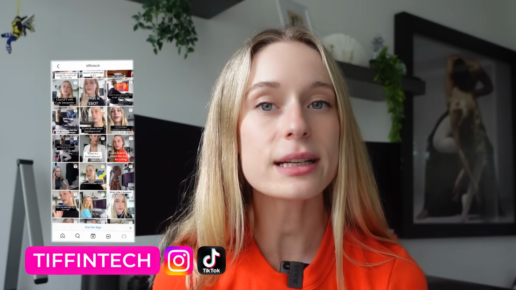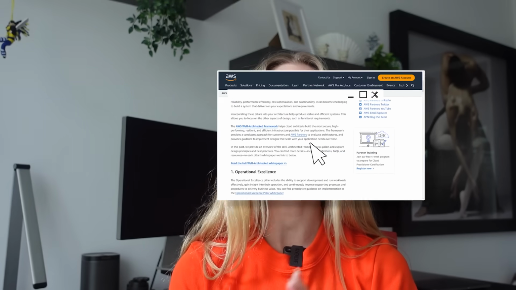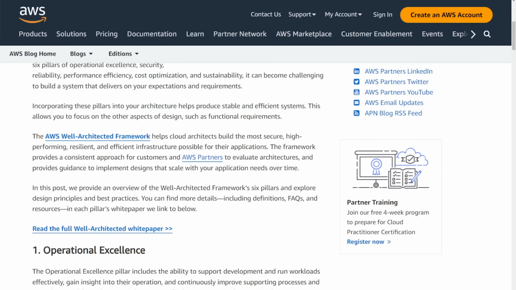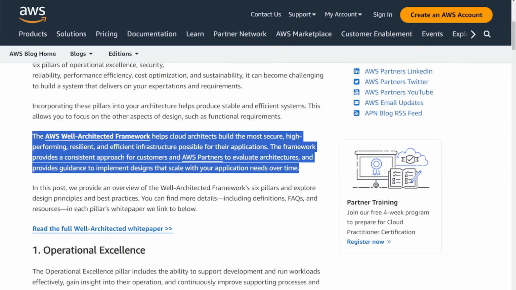It consists of 6 key pillars: security, reliability, performance efficiency, cost optimization, sustainability, and operational excellence. The AWS Well-Architected Framework is a way to provide a consistent approach for customers and partners to both evaluate architectures and also implement scalable designs.